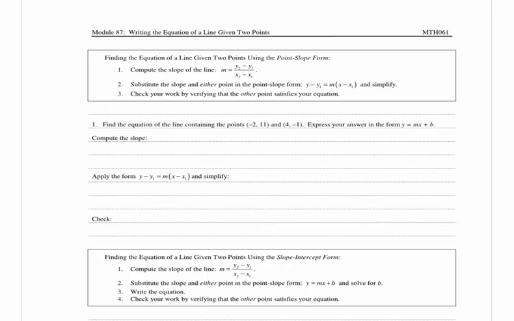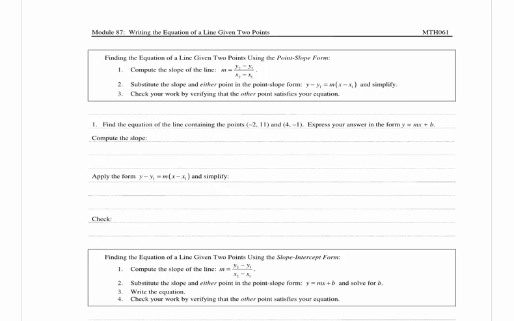So the first thing we're going to do is compute the slope of the line. And then we're going to substitute the slope and either point into point-slope form and simplify. And then we're going to check our answer by verifying that the other point satisfies our equation. So in 1, we have find the equation of a line containing the points (-2, 11) and (4, -1). Express your answer in the form y = mx + b.